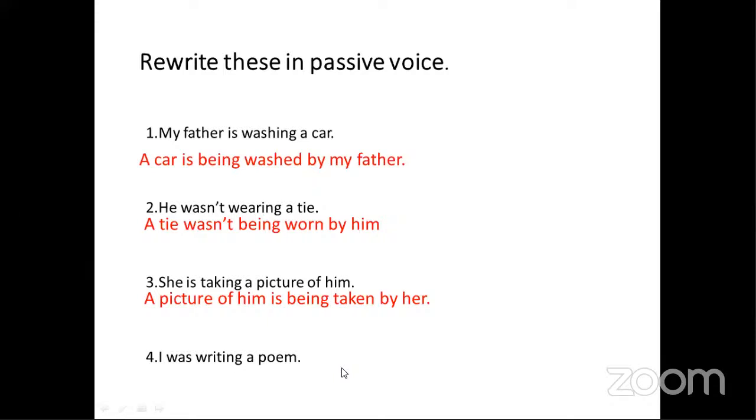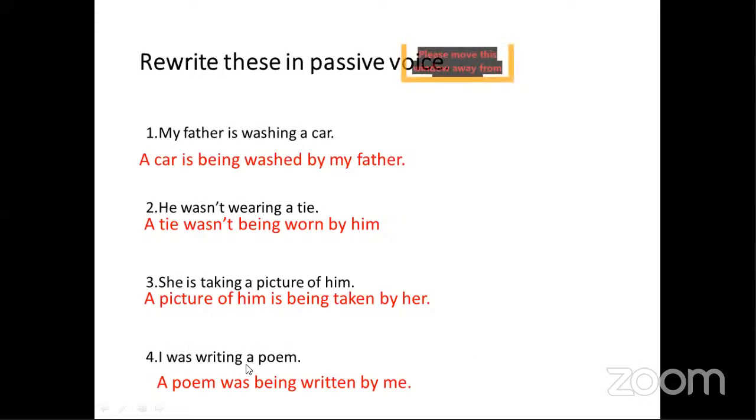I was writing a poem. What is the tense? Is that present continuous? No, that's in past continuous form. Past continuous active. How are we going to convert that into passive? Right. I is the subject, was writing is the verb, a poem is the object. A poem comes as the subject in the sentence. Poem is a singular noun.